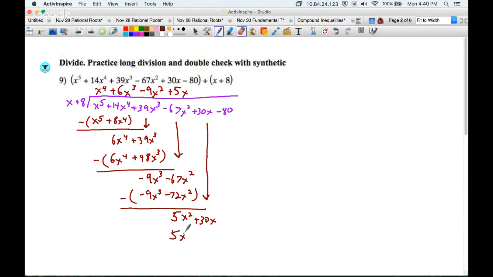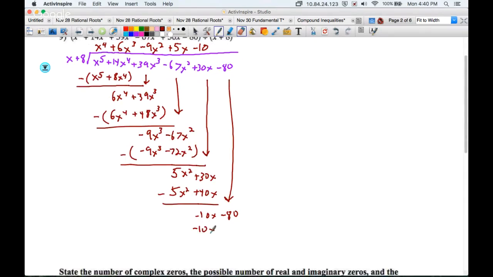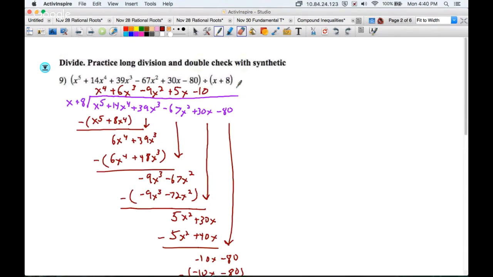We get our 5x squared back. We get our plus 40x. Subtracted away, negative 10x minus 80. How do I fit that in? Negative 10 times. It's worthwhile to just show that this would give us 0 remainder. It's a good way to double check we did it right if we were expecting it to fit in evenly, which I guess we weren't expecting it to fit evenly, but I was nice. And if it fits in evenly, it's a good sign.